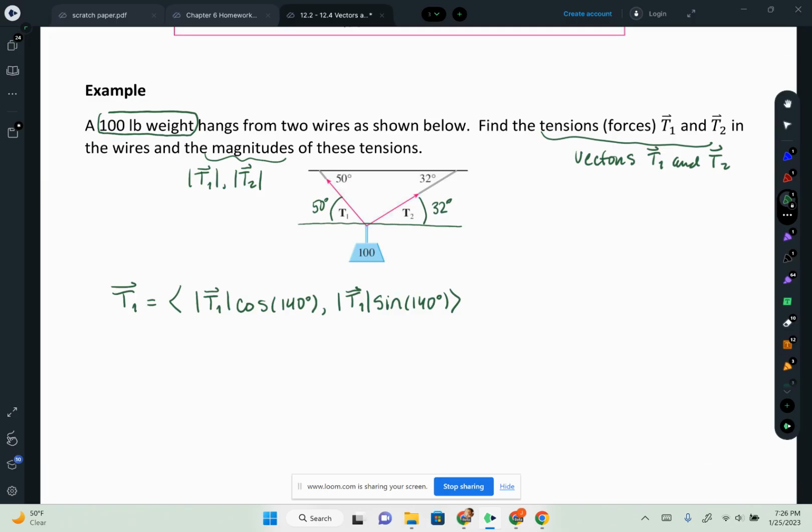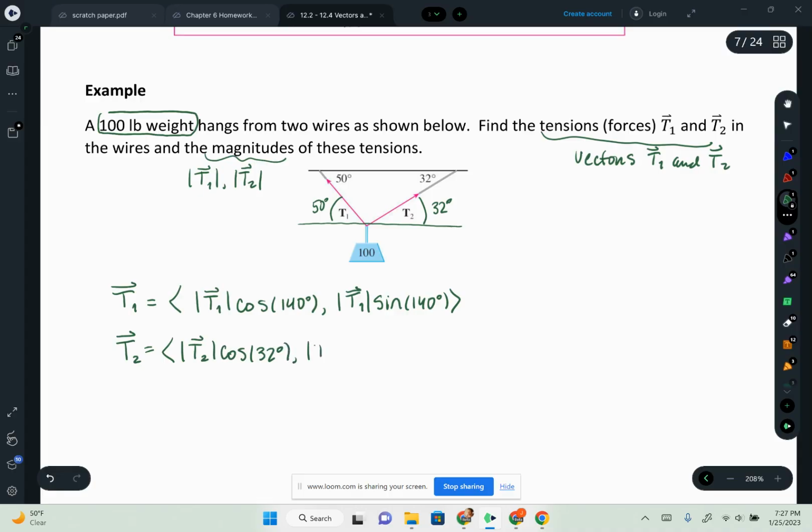The next thing to do is to go ahead and write out T2. T2 is pointing to the right, so we could represent it in the first quadrant. In order to come up with the components, the x component is going to be the magnitude of T2 times cosine of 32 degrees, and then the y component is the magnitude of T2 times sine of 32 degrees.